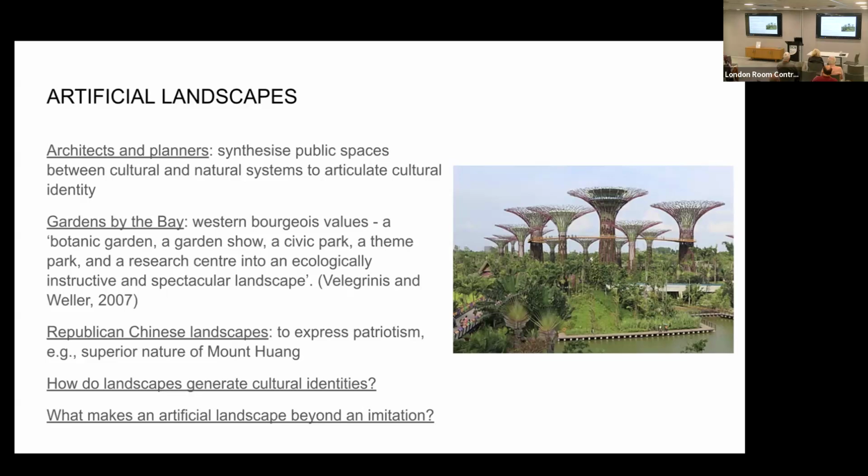And on the other hand, from a pictorial point of view, the Republican Chinese landscape painters tried to express their patriotic thoughts through Chinese painting. So they did a lot of superior paintings of some natural landscapes in China back then in the Republican period, particularly Mount Huang. So this kind of artificial landscape really brings two questions. The first one is how do landscapes generate cultural identities? And the second one is what makes an artificial landscape beyond an imitation of the natural one?